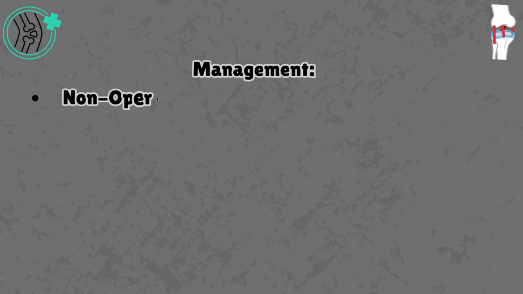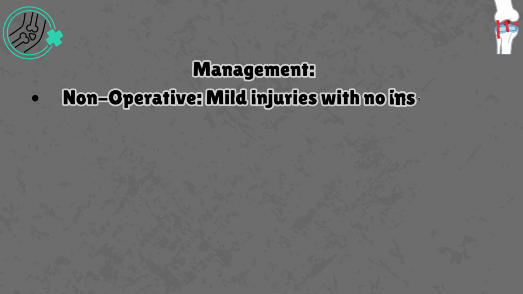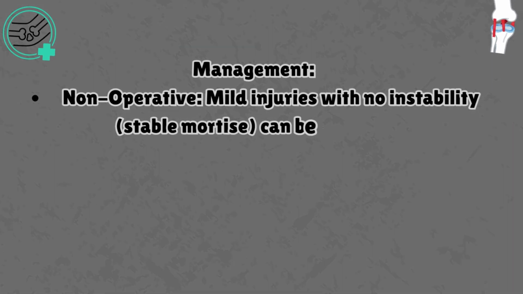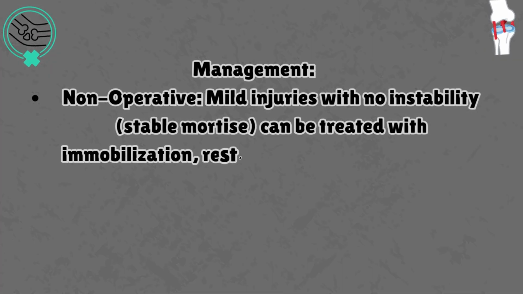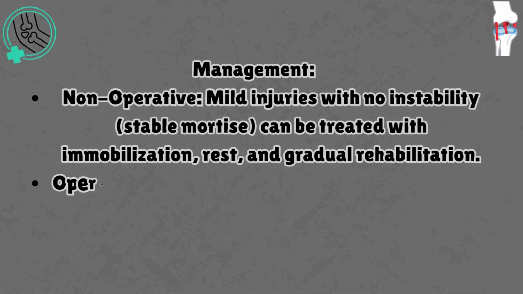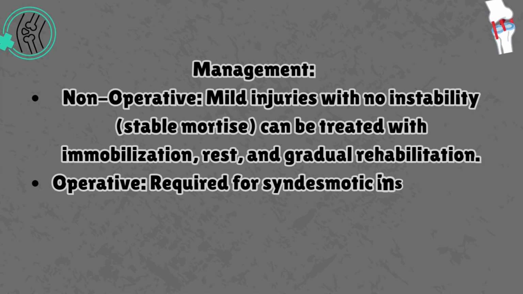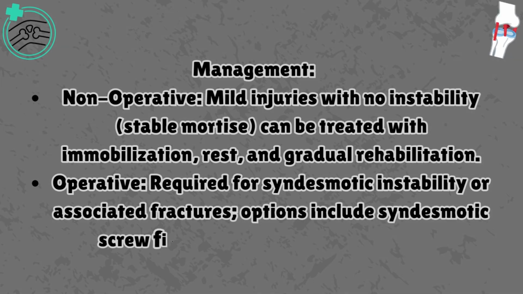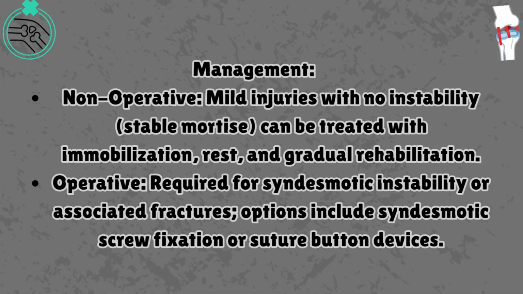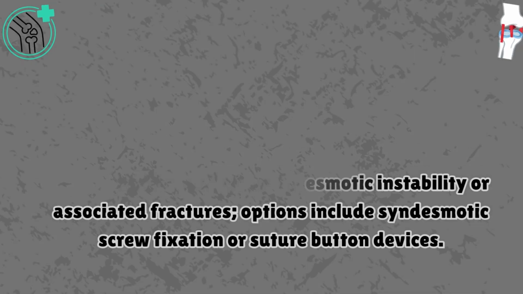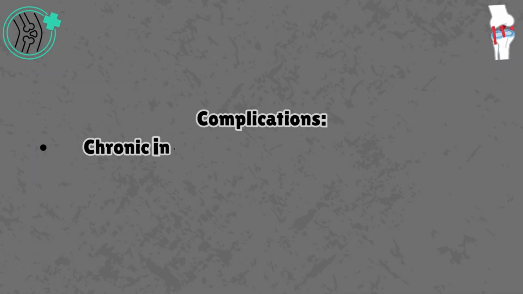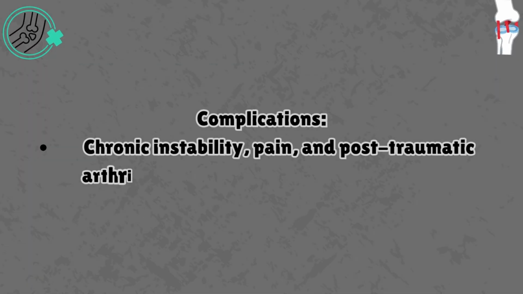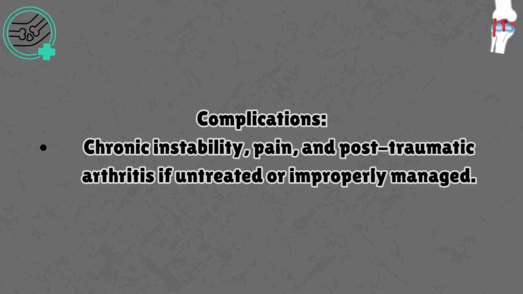Management. Non-operative: mild injuries with no instability, having a stable mortise, can be treated with immobilization, rest, and gradual rehabilitation. Operative: required for syndesmotic instability or associated fractures; options include syndesmotic screw fixation or suture button devices. Complications. Chronic instability, pain, and post-traumatic arthritis if untreated or improperly managed.